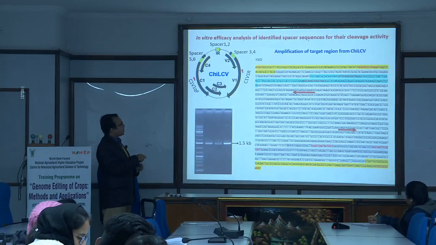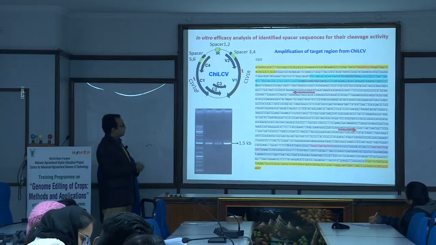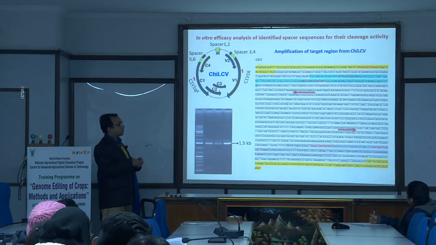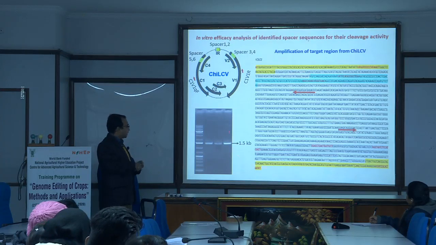This is the IR region, because this IR has 2 parts, one is this part, one is this part. The yellow is our origin of replication region, and this red one is the spacer sequence. This is the V2 V1 overlap, and this red one is the spacer sequence, and this third one is the gray color, and these 2 are the spacer sequences. And this is the primer which we have designed, so that it can amplify this portion, not this portion. This is the portion which will amplify, which is 1.5 kb in size.